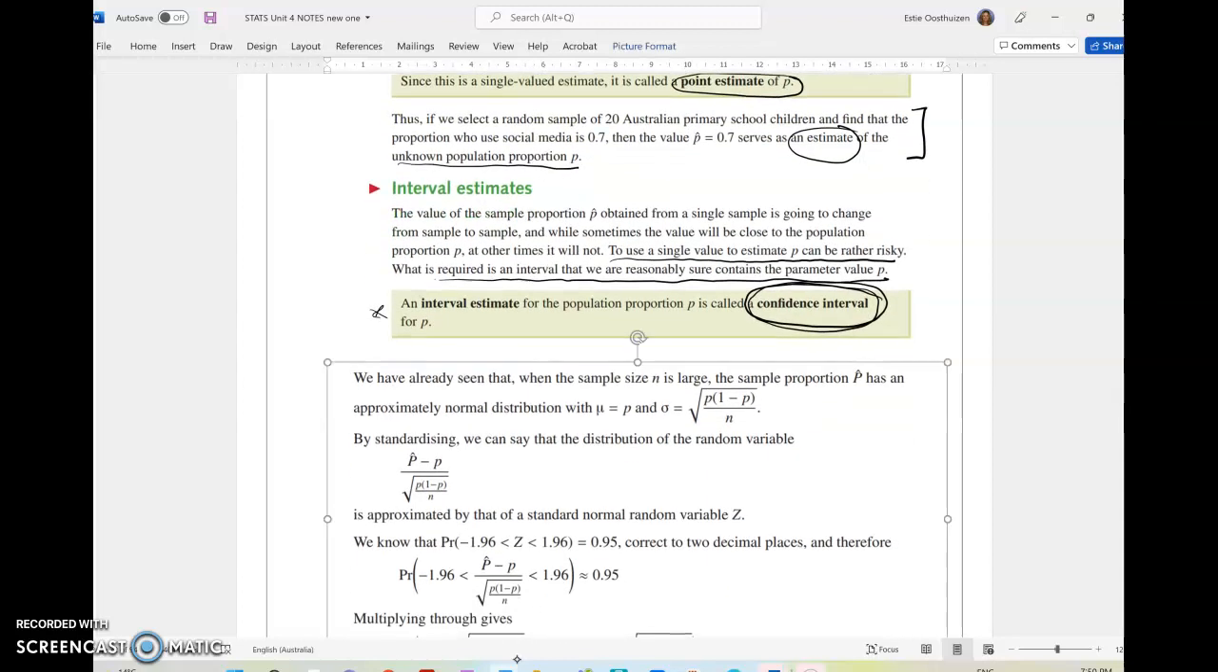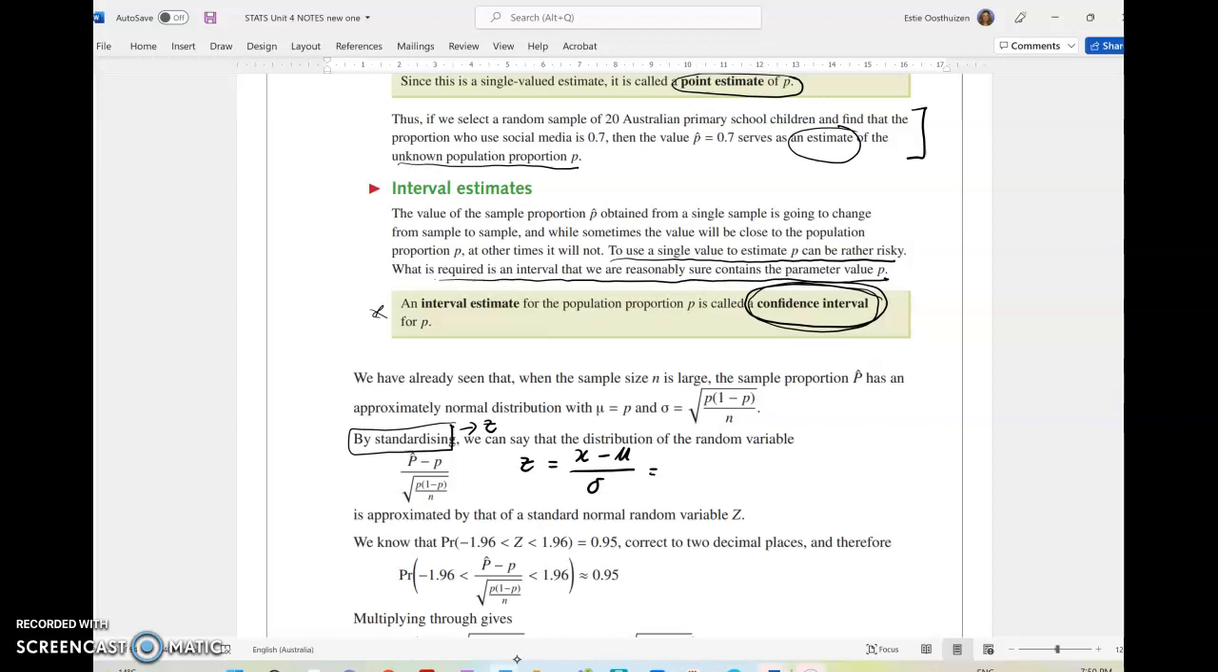All right, so you know from previous work that the mean of the population is given by P, and this is how we calculate the standard deviation. Then it says, by standardizing, we can say that the distribution of the random variable is this. So by standardizing, remember what comes to mind? What comes to mind are z-scores. So I'm going to write in the formula for z-score. That's a formula for z-score. Then I'm going to use the above values now.